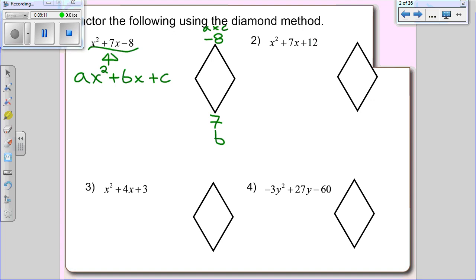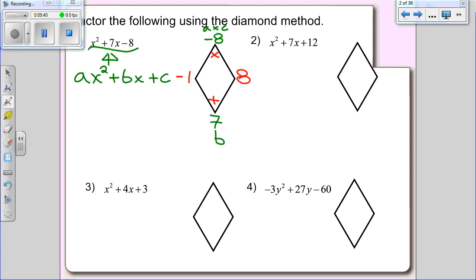The sides of your diamond you have to create yourself. You need to find 2 numbers that multiply to be the top and add to be the bottom. Negative 1, positive 8 would add to be 7 and multiply to be negative 8. So that's exactly what we want. Negative 1, positive 8.